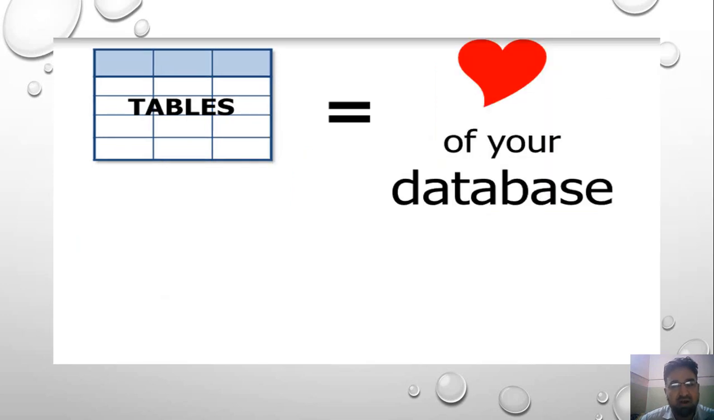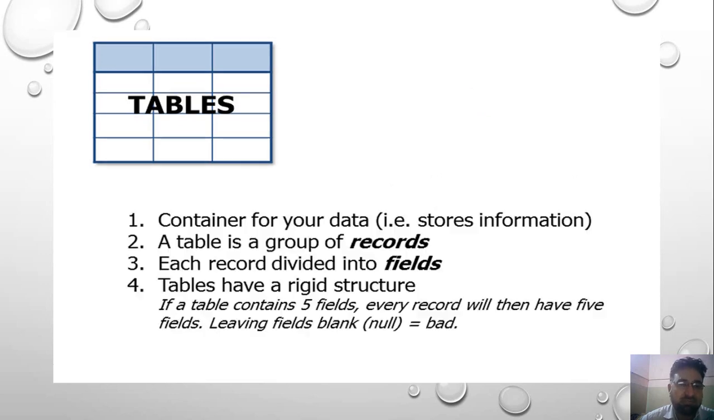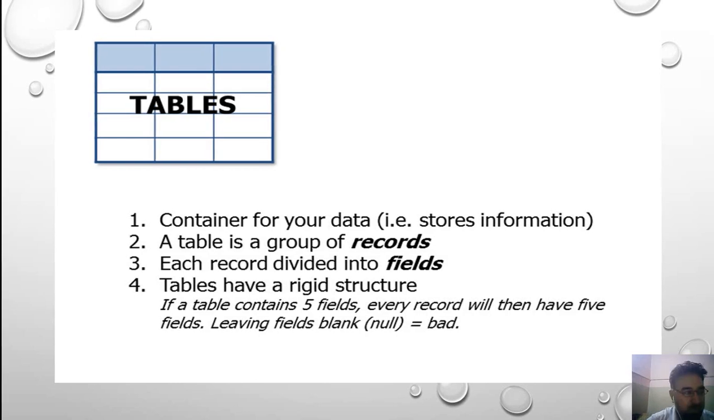Tables are essentially the heart of your database. Without at least one table, you don't have a database. Tables simply put contain what we call records, and within that, records are divided into fields. As a general rule, we never want to vary from that structure. For example, if you have 5 fields in a table, then every single record within that table should have 5 fields. And you never want to leave a field blank, or what we call null, because it may cause problems with data integrity and retrieval.